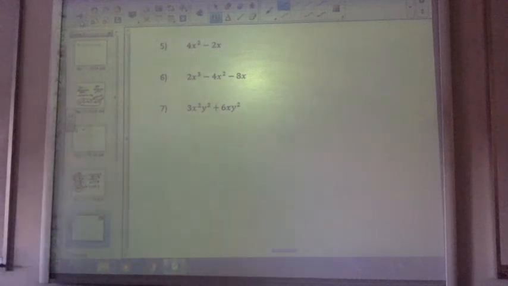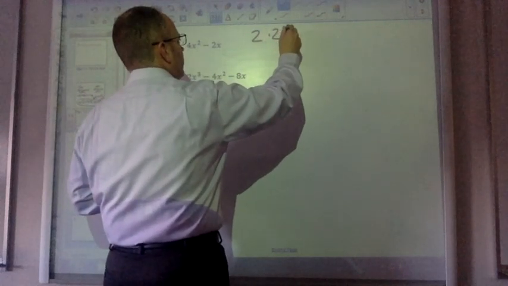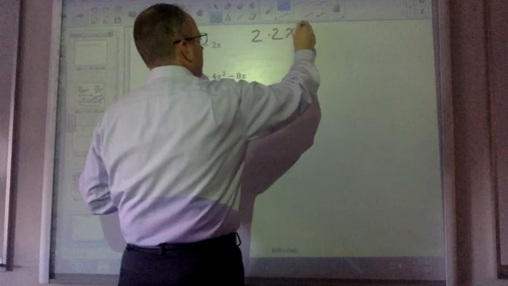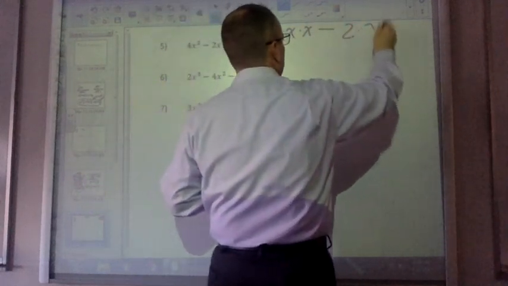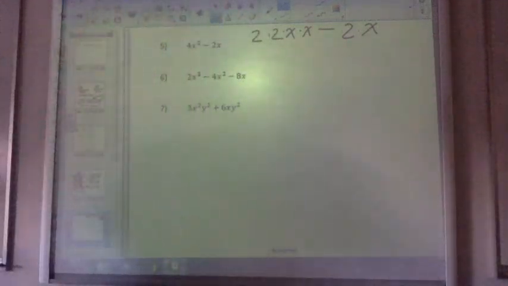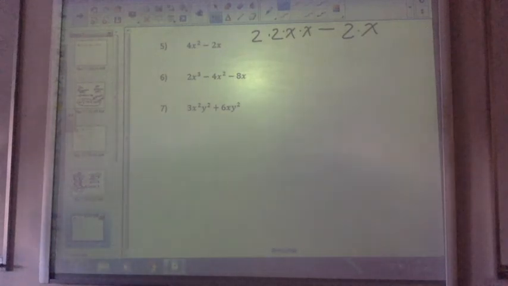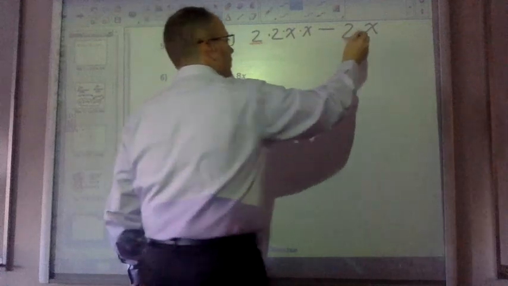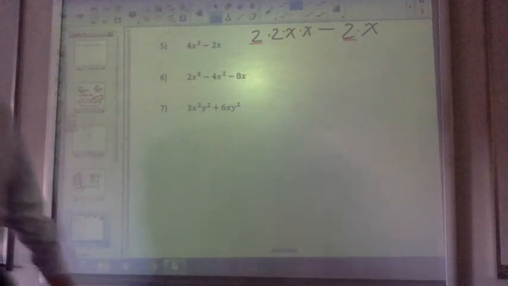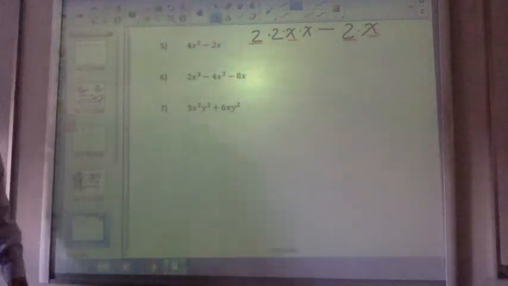Okay. So problem number 5. Let's write out what we have. 4 is the same thing as 2 times 2. Do you agree? And x squared is the same thing as x times x. Agree? Minus 2 times x. Okay? So numerically, is there a number we have in common between both of them? Yeah, I have a 2. As far as letters go, do I have the same letter between the two? I have an x. So what do you think I would factor out of both of those?